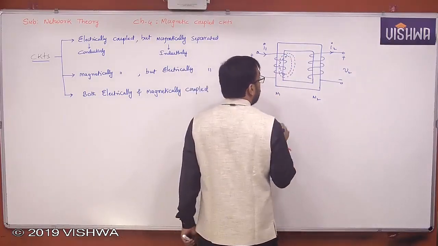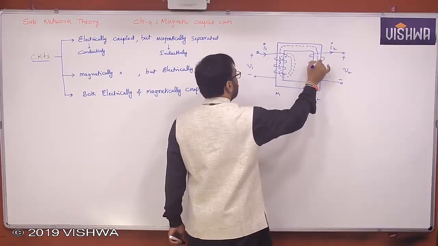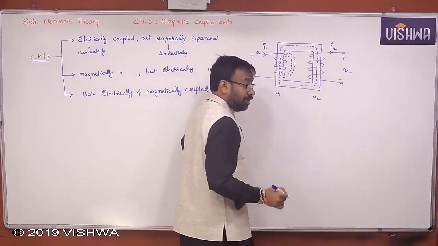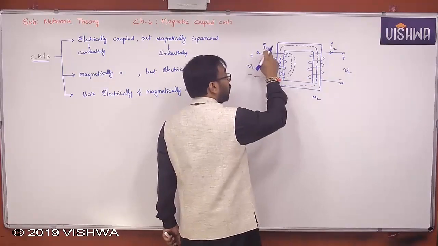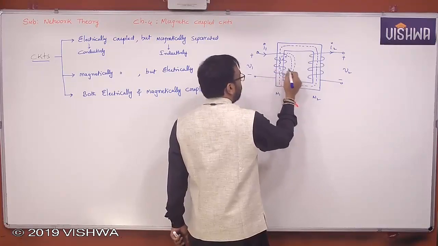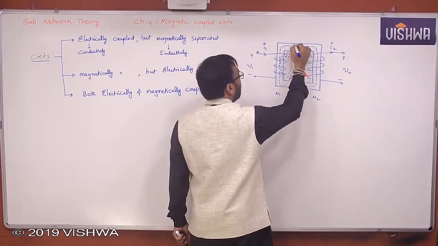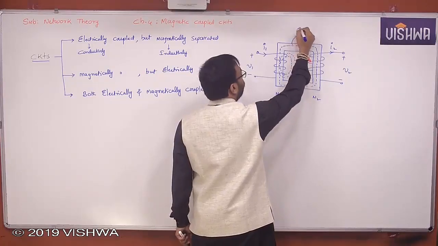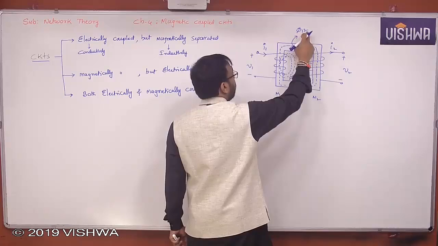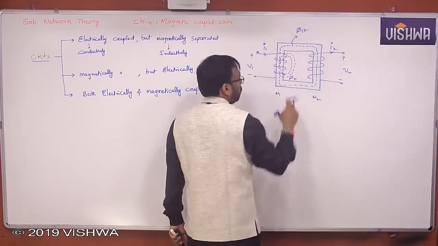Okay, and also some flux is going to link with the secondary winding because of the current flowing through the primary winding. So this flux usually we call phi 11, let us say, and this flux you call phi 12. The flux linking with the secondary coil when the primary coil is energized or excited, isn't it?